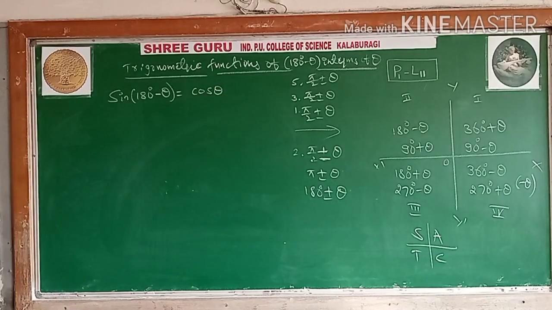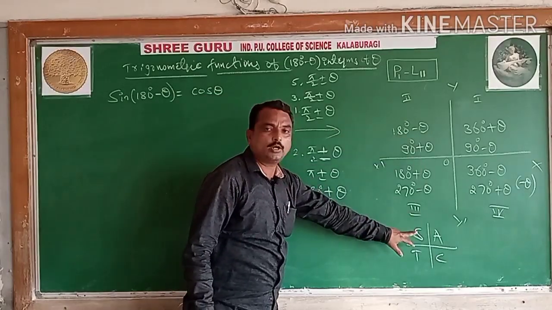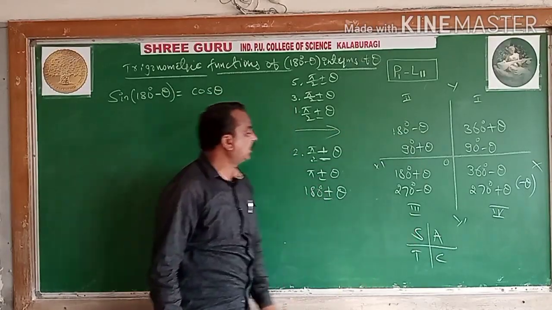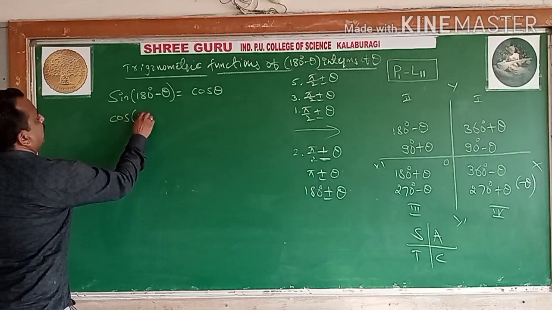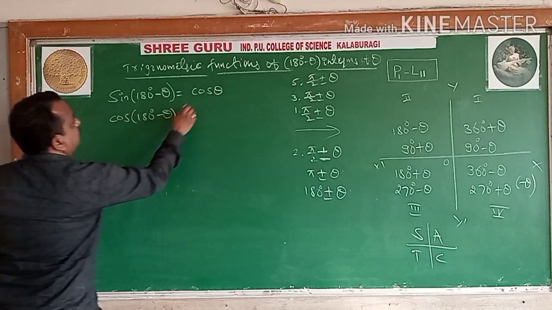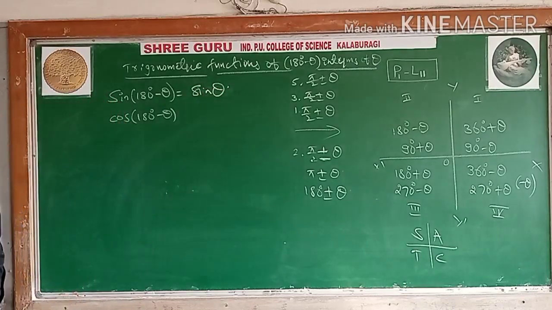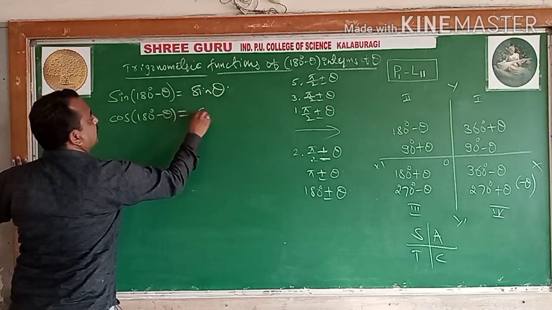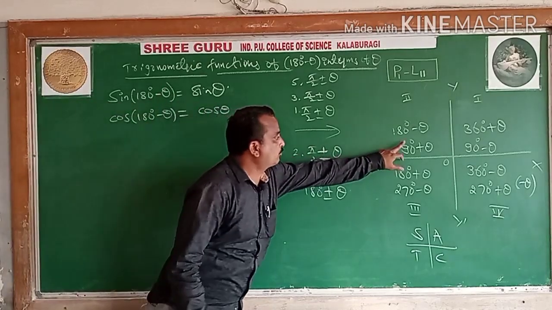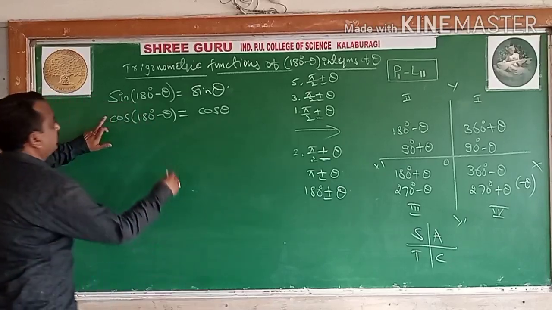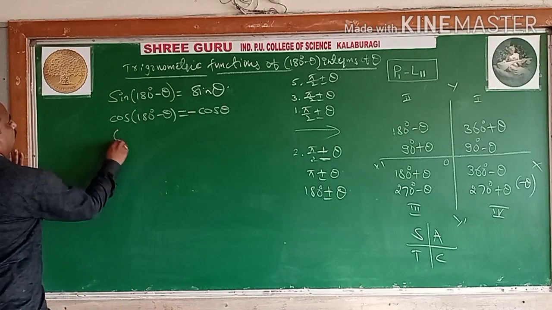Yes, 180 minus theta falls in the second quadrant. In the second quadrant, sin and cosec are positive. Sin 180 minus theta, sorry, it is only sin theta, no changes. Cos 180 minus theta, cos theta, no changes in the function. Which quadrant? Second quadrant. In the second quadrant, cos is negative.